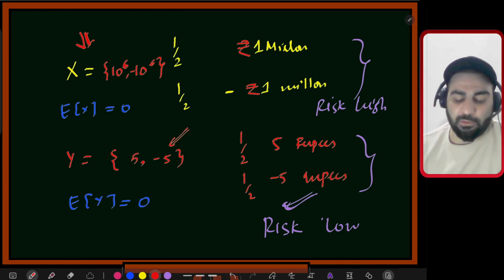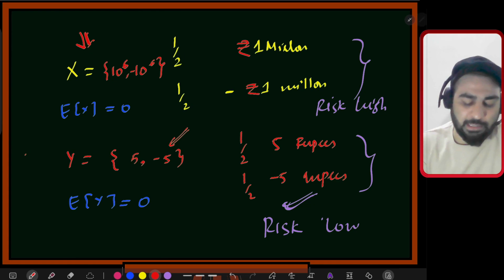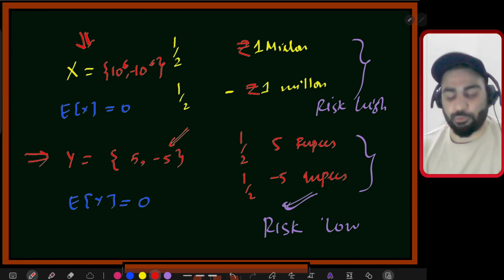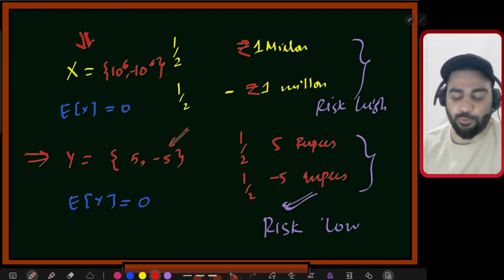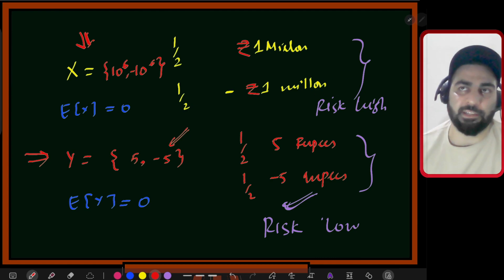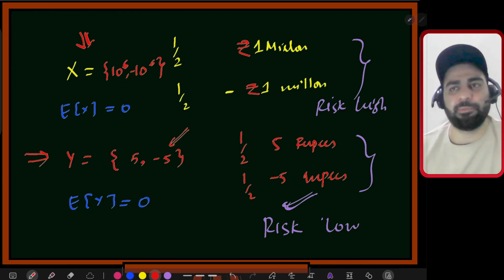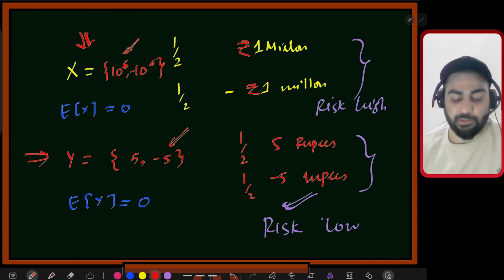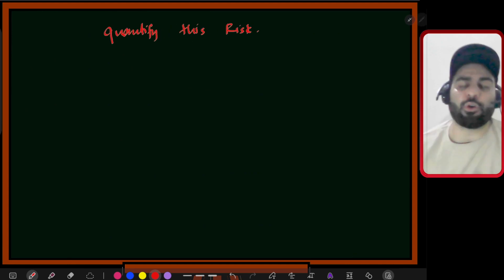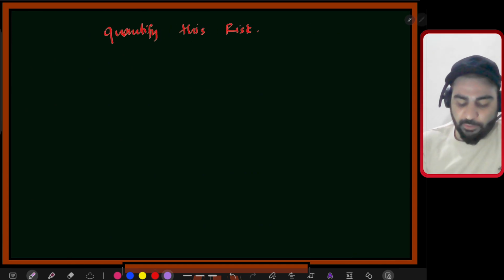Okay. Now the best thing that Rian said was that if he is forced to invest, he'll invest here. Why? Because less risk is involved here. Risk is low. Here, there is a high chance of risk. A high chance of risk basically means you may lose $1 million. Okay. Now how to quantify this risk? Then we come up with something called variance.